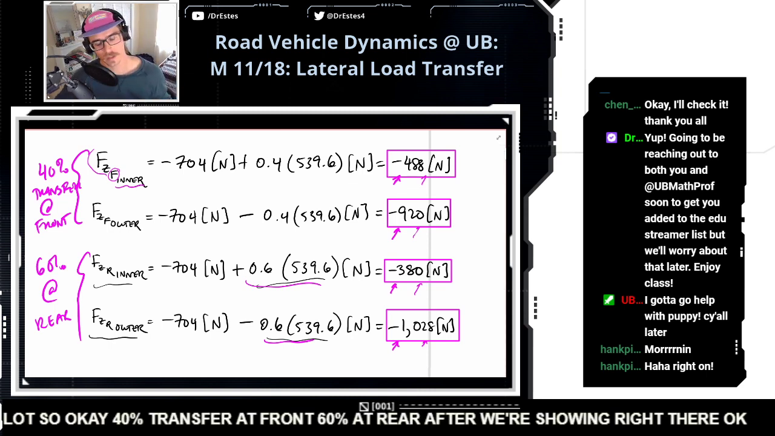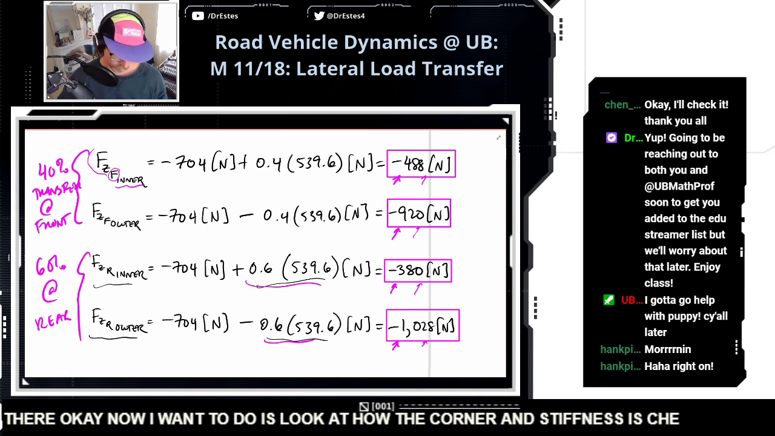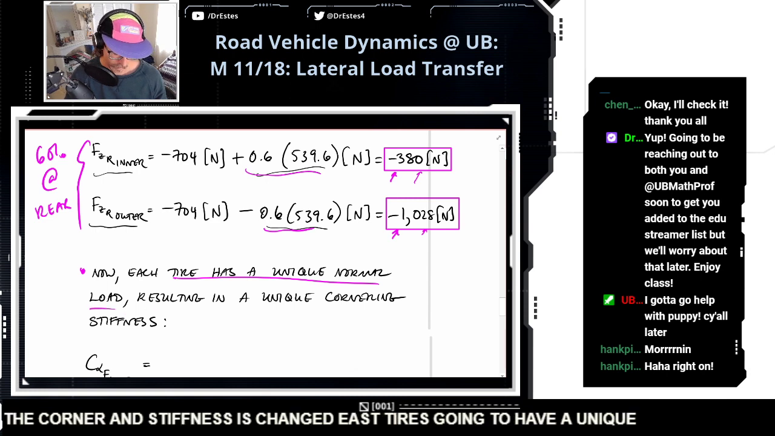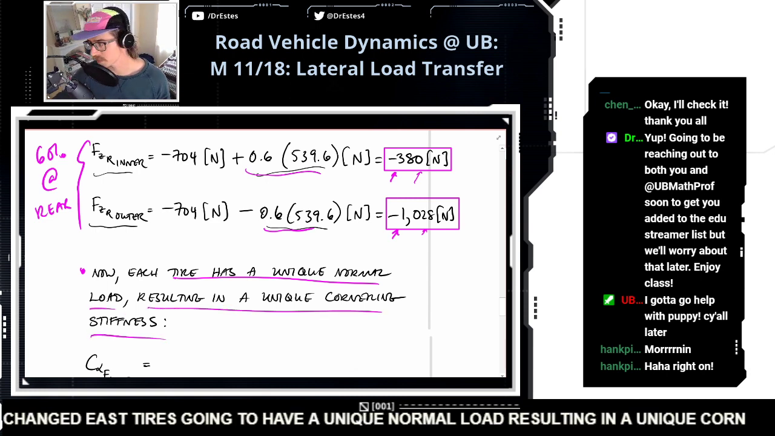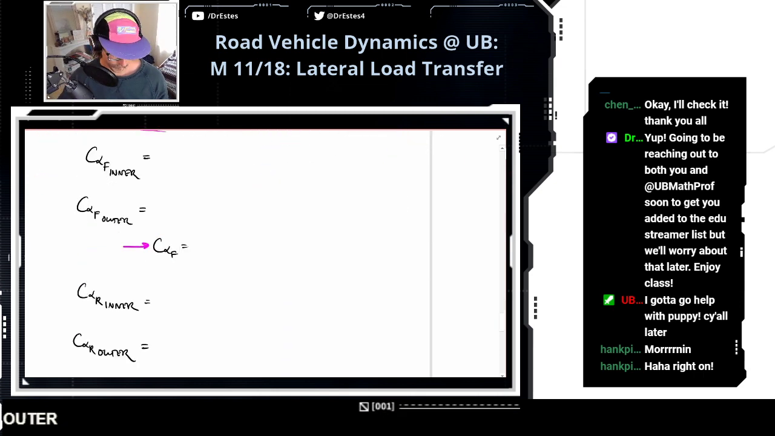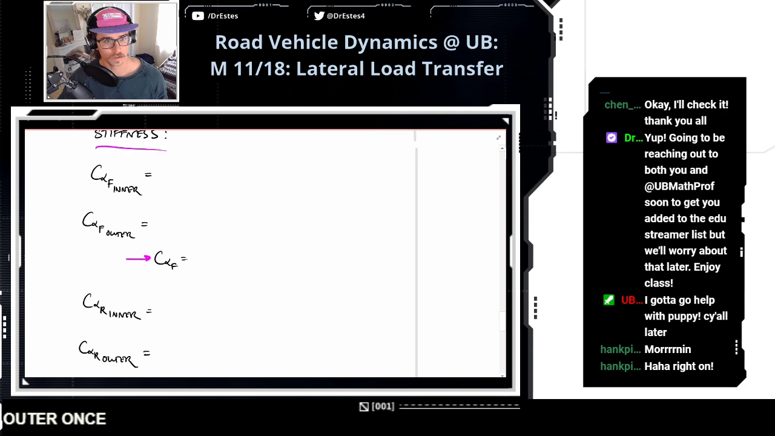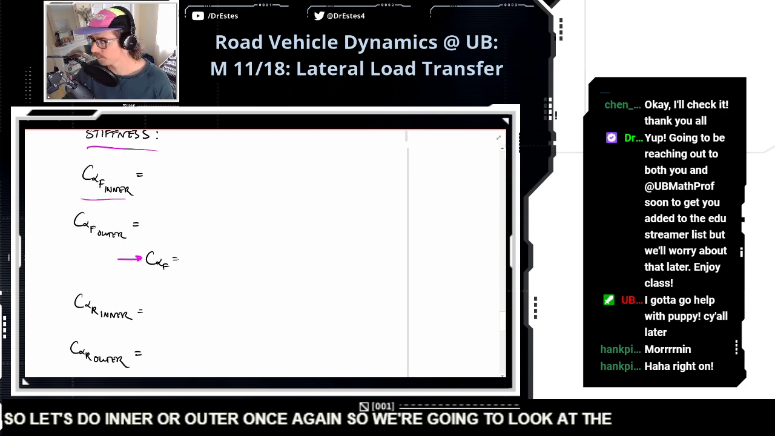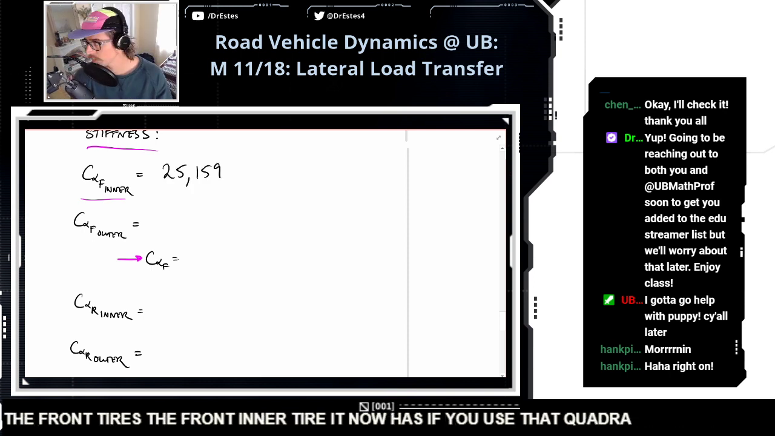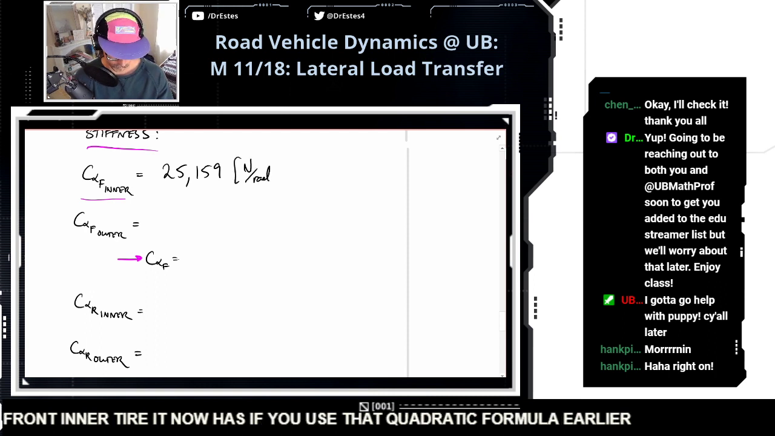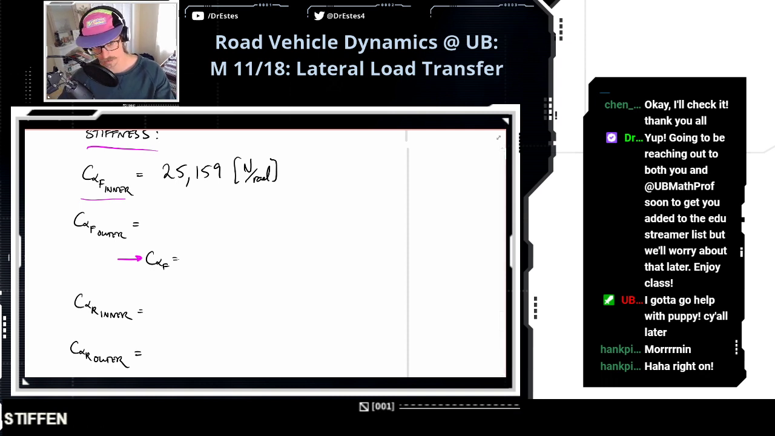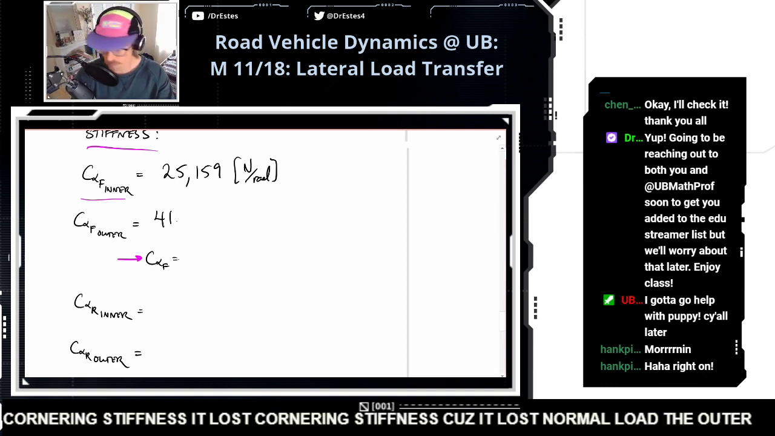Okay, now what I want to do is look at how the cornering stiffness has changed. Each tire is going to have a unique normal load, resulting in a unique cornering stiffness. So let's do inner and outer once again. So we're going to look at the front tires, the front inner tire. It now has, if you use that quadratic formula earlier, this is its new cornering stiffness. It lost cornering stiffness because it lost normal load. The outer tire gained cornering stiffness.